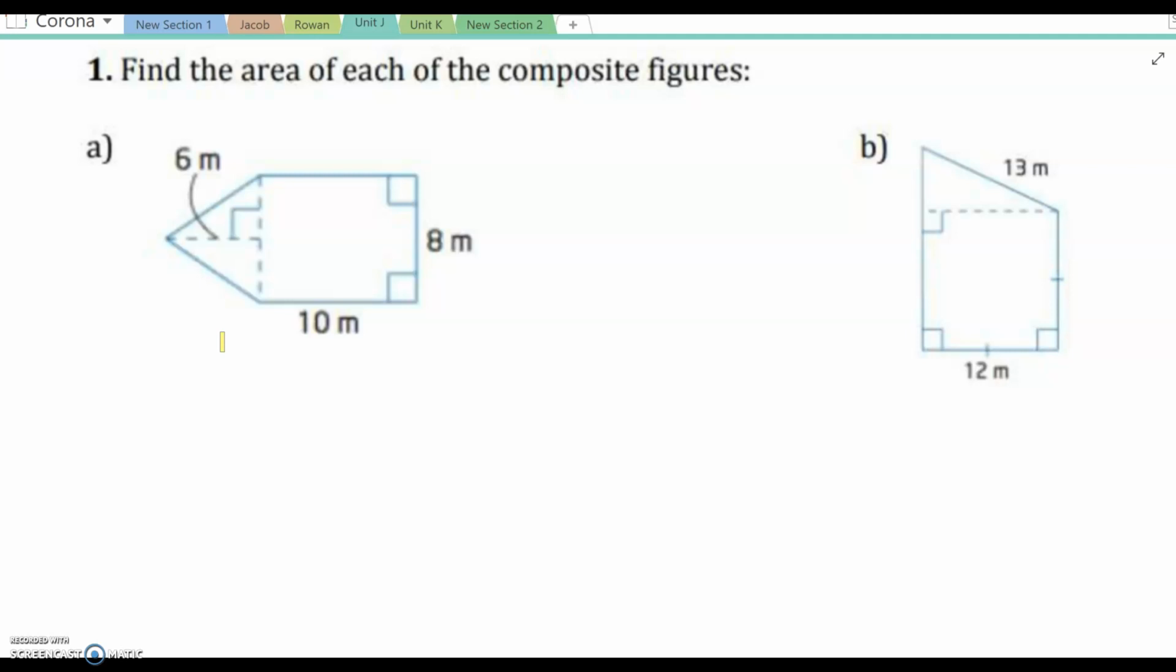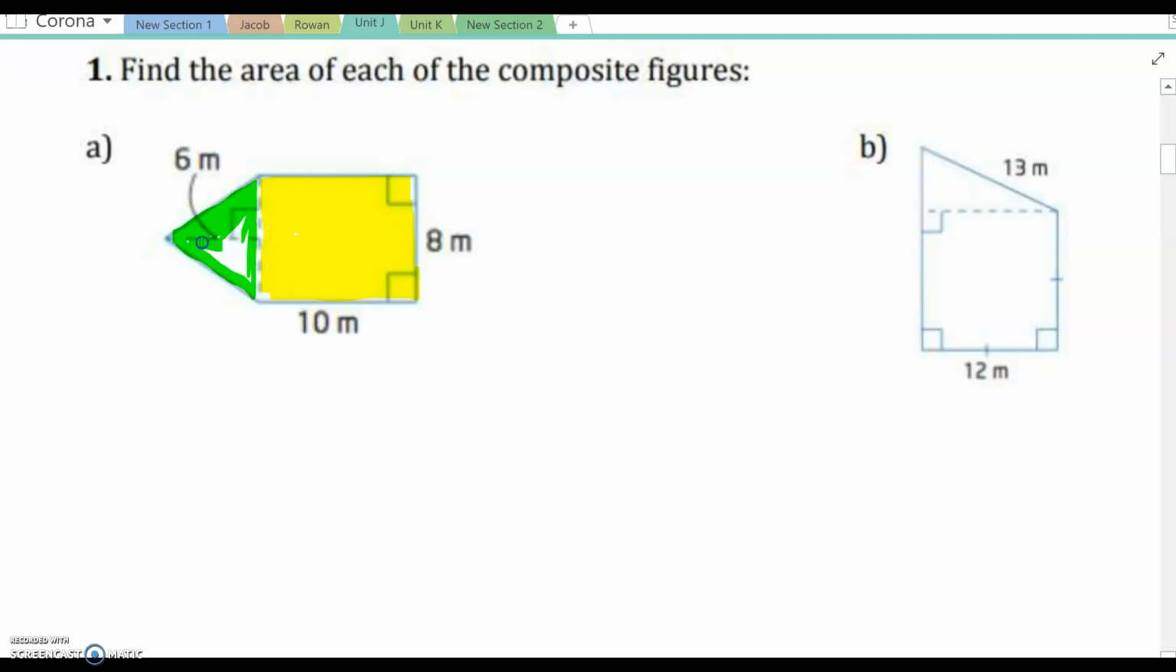That itself doesn't have a name. That itself doesn't have a formula. But we can split it into two different shapes that we do have formulas for. We have this rectangle here, and we have the triangle on the other side. If we split this into different shapes, we can find the formula for each of those and then combine them.